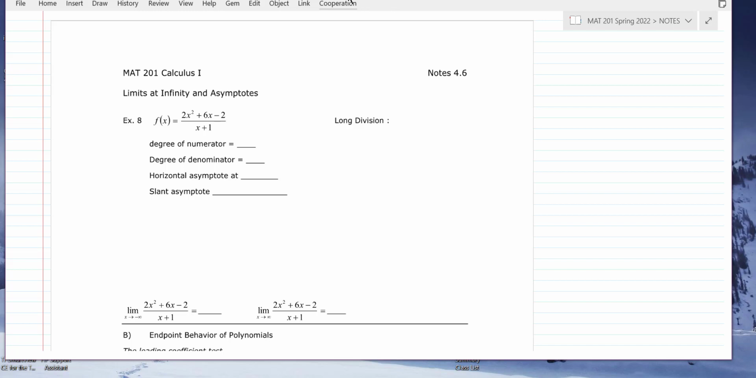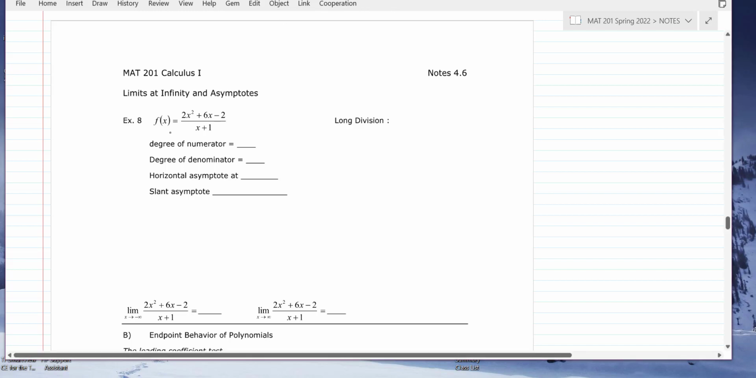Okay, so let's go ahead and look at this one. A little bit different situation. Degree of the numerator is 2. Degree of denominator is 1. So here's what we know. If the degree of the numerator is bigger than the degree of the denominator, then there is no horizontal asymptote. So we don't have one. All right, known. Sometimes I can't talk and spell at the same time. My brain's not sophisticated enough. Okay, so we got that.